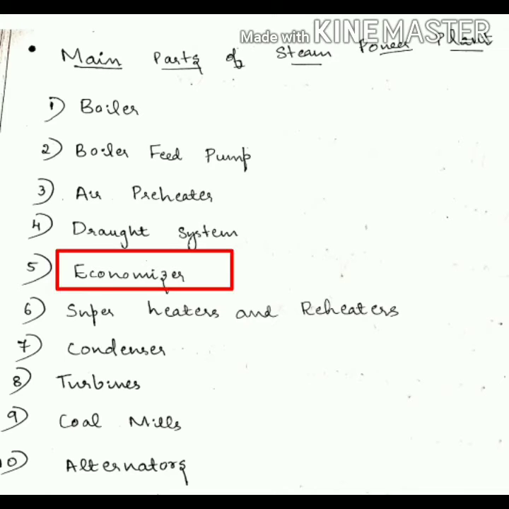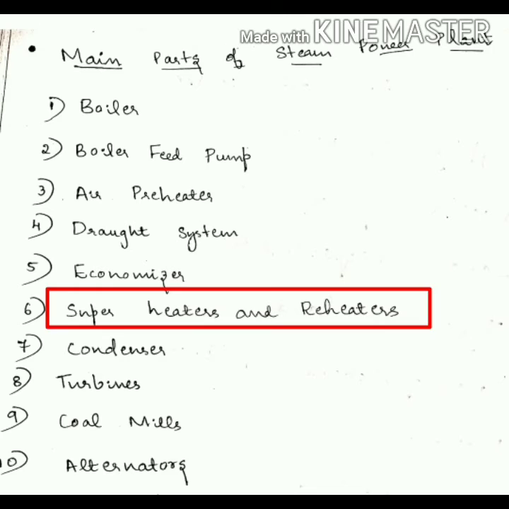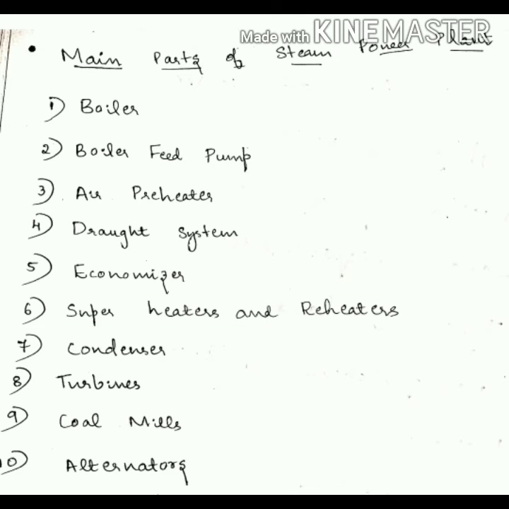Next part is an economizer. Economizer is used to extract the heat from the flue gases. Therefore, what it does is it provides more resistance to the flue gas and reduces its temperature. So it removes the heat so that further exposure to the atmosphere is easy. Next one is superheater and reheater.